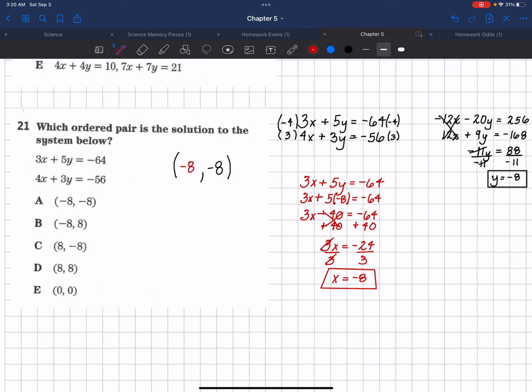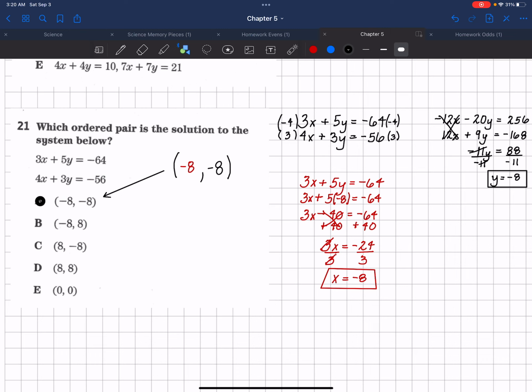So let's find the one that matches. Looks like A is going to be the one that we want. So number 21 is A.